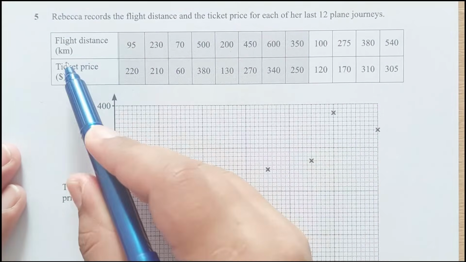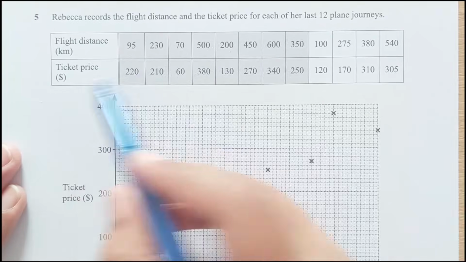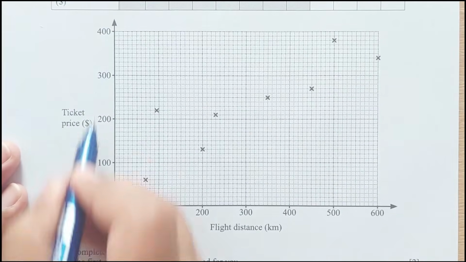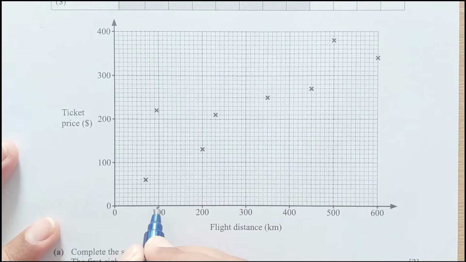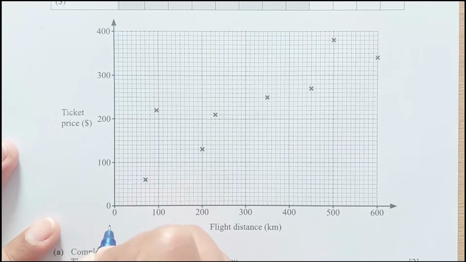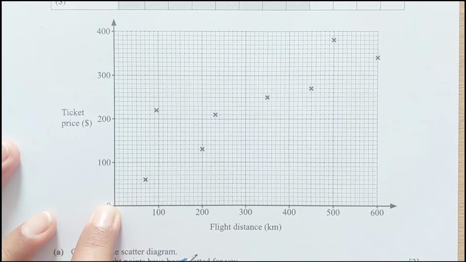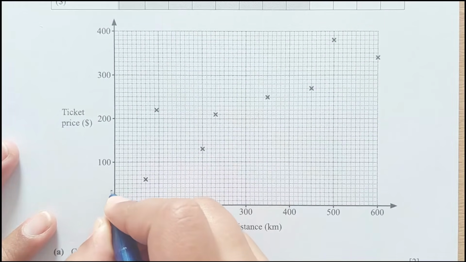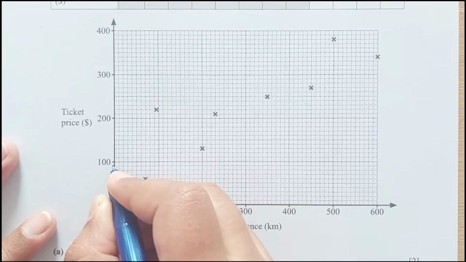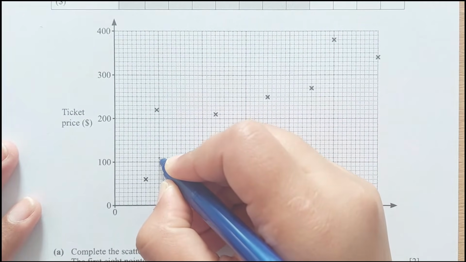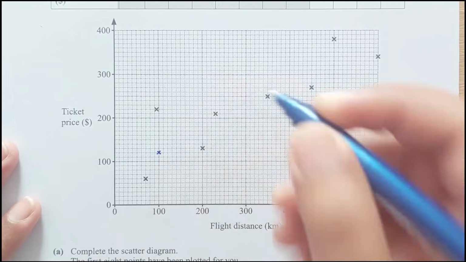When the flight distance in kilometers is 100, the ticket price in dollars is 120. So when X is 100, the Y value is 120. We have 100 over here, and where is 120? Between 0 and 100 there are 10 blocks, so each represents 10: 10, 20, 30, 40, 50, 60, 70, 80, 90, and 100. So 120 is 100, 10, and 20, this point.